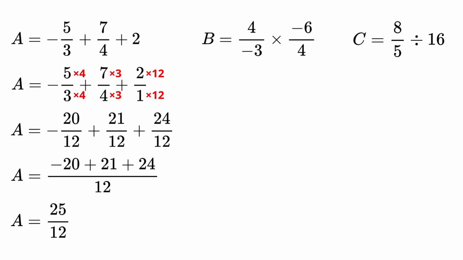Now let's deal with B. This time, we are dealing with a multiplication of fractions. As a reminder, multiplications are not treated like additions or subtractions. Here, the rule is simple. We multiply the numerators together and the denominators together. To get a clear expression, we will put everything into a single fraction.